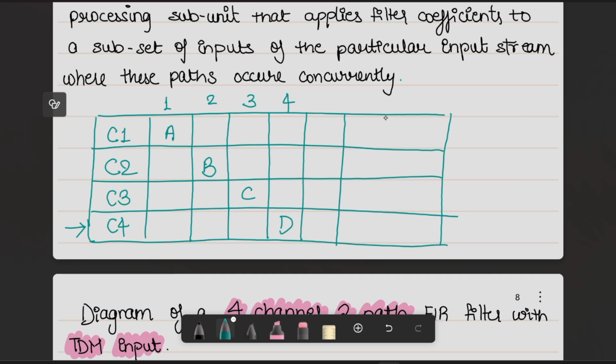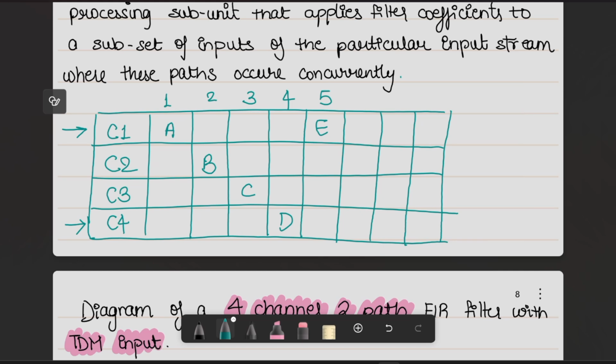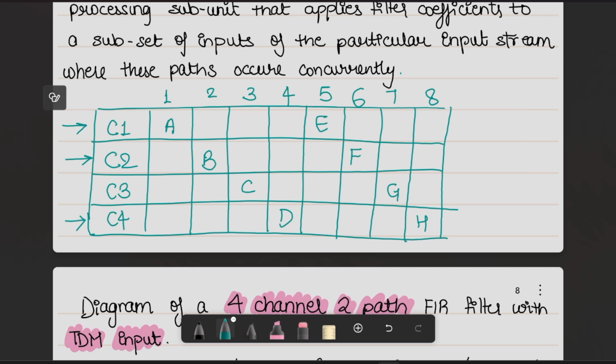Now, this pattern would continue to follow. In clock number 5, the input would again be given to channel 1, let's name it E. Now, for clock number 6, channel 2 would be activated with F, and then G and then H, similarly for clock cycles 7 and 8. This is what a 4-channel 1-path FIR diagram looks like.